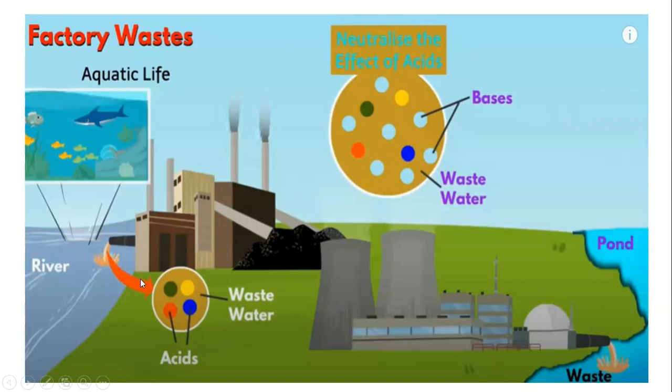And whenever they are disposing this waste from the factories into the river, it may contain more base or it may contain more acids also. Sometimes we can say these factories release more acids only. So this waste which is released by the factories contains acids. So in order to neutralize those acids, we use bases to neutralize the effect of acid present in the waste water released by the factories. So in order to make it clean, we use bases.